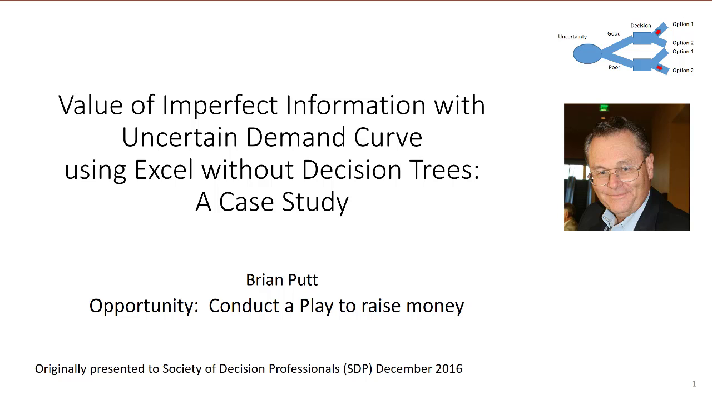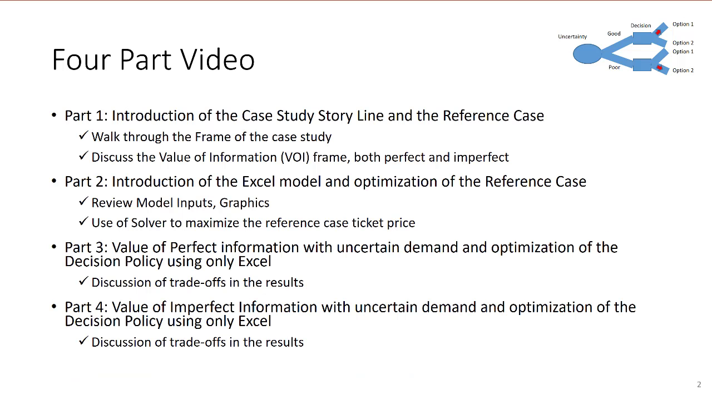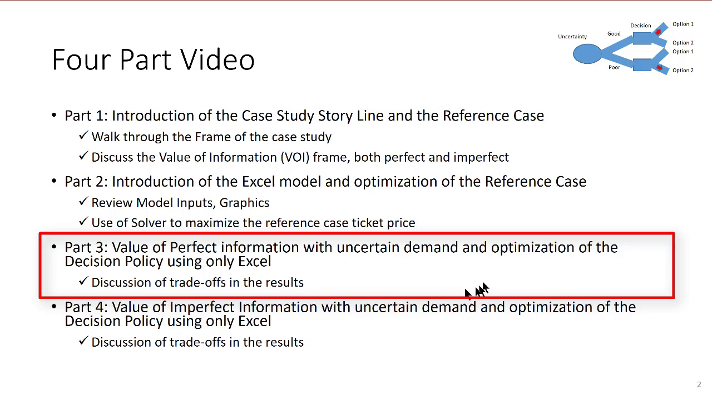This is Brian Putt. This is part 3 of a 3-part video about the value of imperfect information with uncertain demand curves. In the first part, we talked about the case study storyline and developed the reference case. And in the second part, we introduced the model and optimized the reference case. In this third part, we're going to look at the value of perfect information.